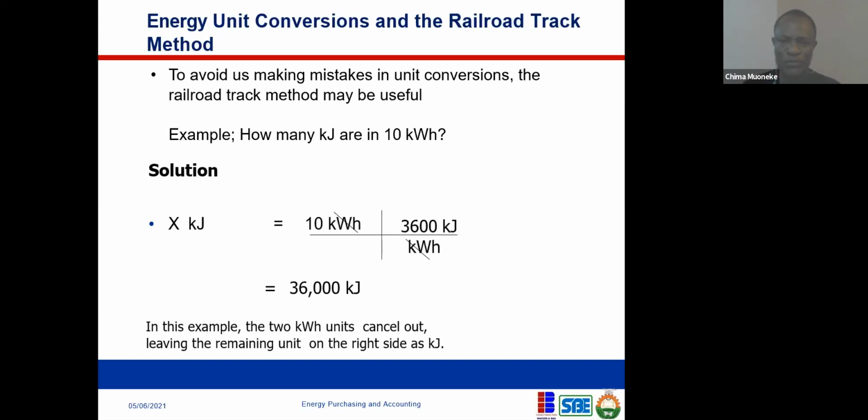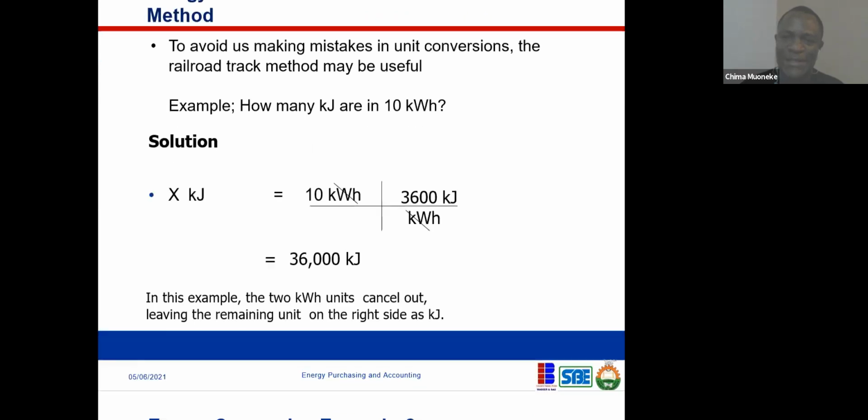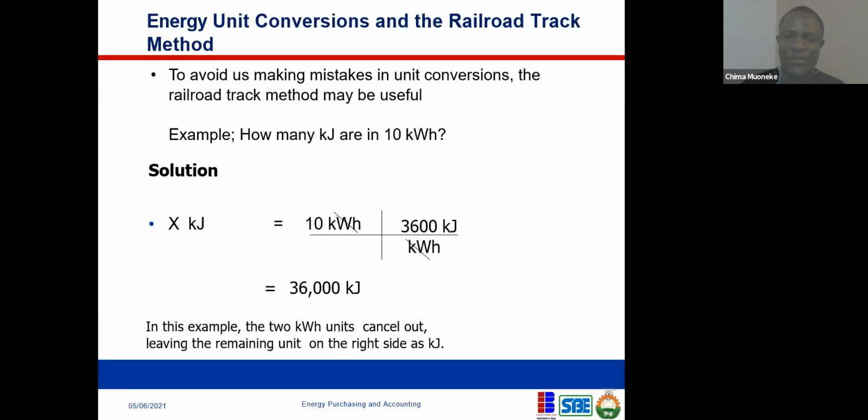We start with what we know. So we are given 10 kilowatt hour. So you draw a cross like this. Then you write this 10 kilowatt hour on the top, right? Then can you go through your energy conversion table and see the conversion factor between kilowatt hour and kilojoule. Look at your conversion table, please. You see 1 kilowatt hour is equal to how many kilojoule?